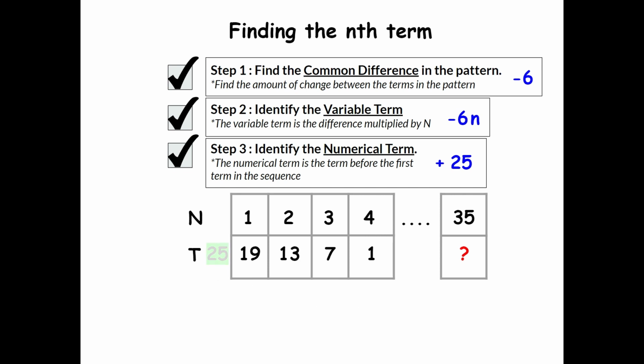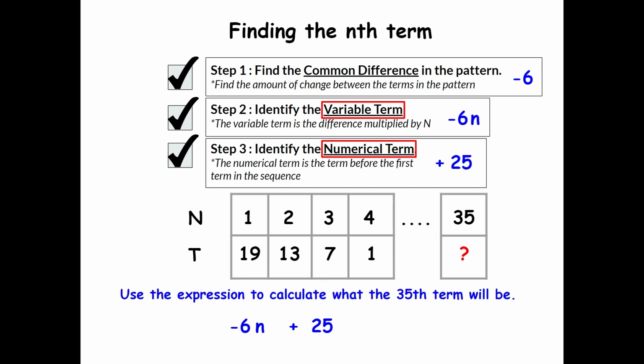So now, by taking the variable term, negative 6n, and placing it next to the numerical term, plus 25, we have just created the expression for the nth term of this arithmetic sequence, which means we can use this expression to calculate what the 35th term will be.